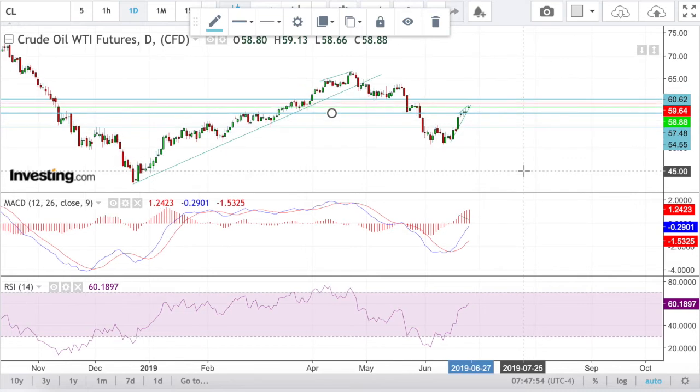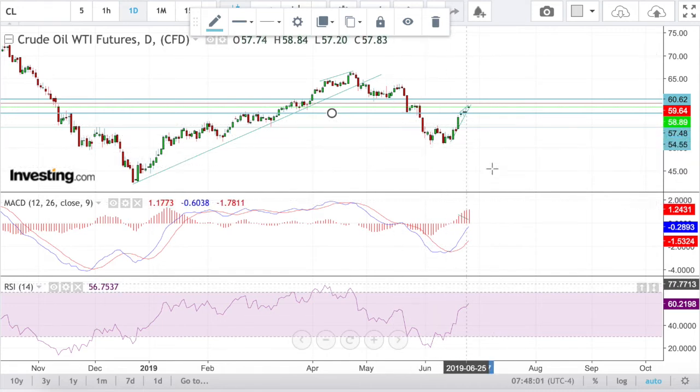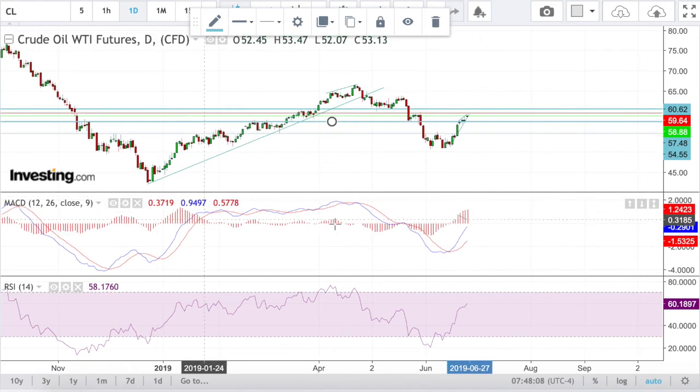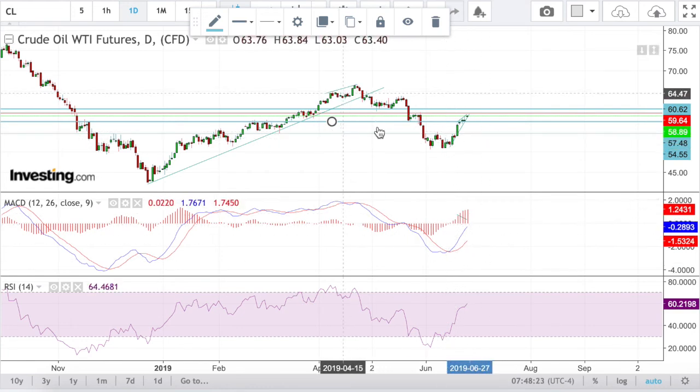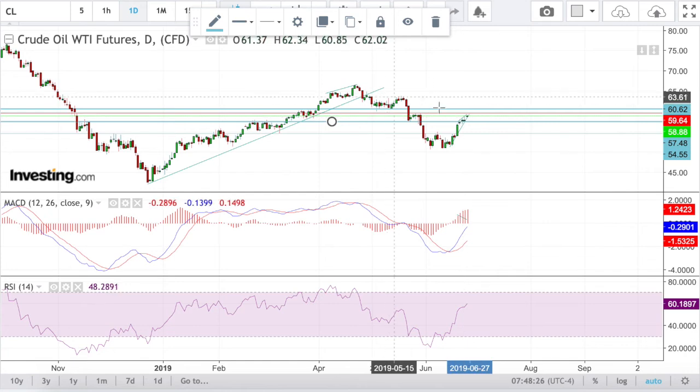Now, one last thing I want to note on the daily chart is the fact that we are below the zero line on the MACD, and that simply means that we are currently in a downtrend for crude oil. So going long off of this rally is really not the best option, especially considering the fact that we're making a series of lower lows and lower highs. So we're clearly in a downtrend.